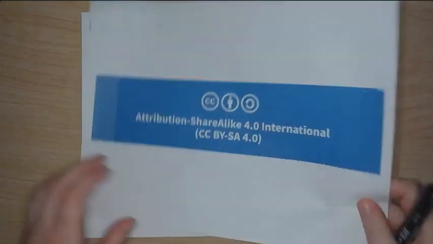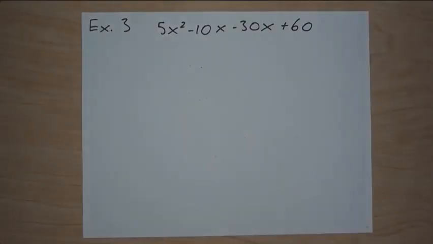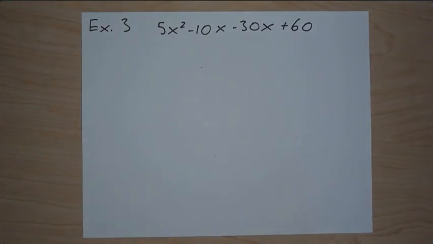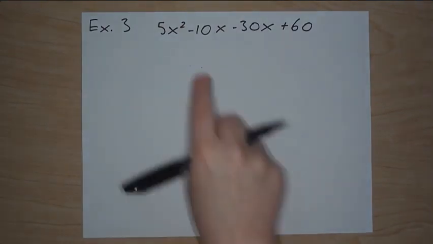This is Lab 15, Example 3. We have this 4-term polynomial that we want to factor, 5x squared minus 10x minus 30x plus 60. First, we're going to see if there's a GCF between 5x squared, negative 10x, negative 30x, and 60. We can pull out a 5.